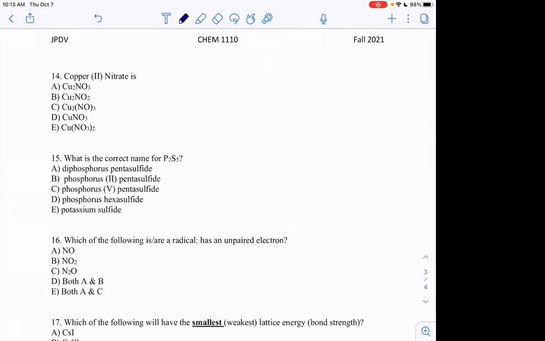Let's do this anyway. Copper 2 nitrate. Which one? E as in Eric. Agree? Yes, we got copper 2, so it's copper 2. And nitrate, you have to know the polyatomic ion is -1. So you need 2 nitrates to equal that copper 2 plus. You'll need to know this stuff for a final exam, so we might as well do it.